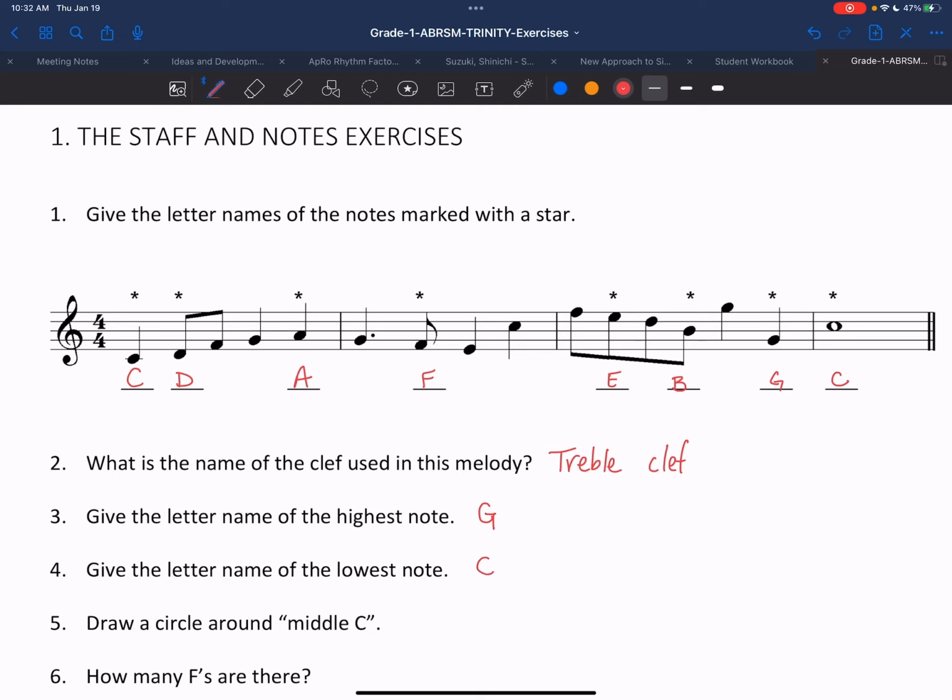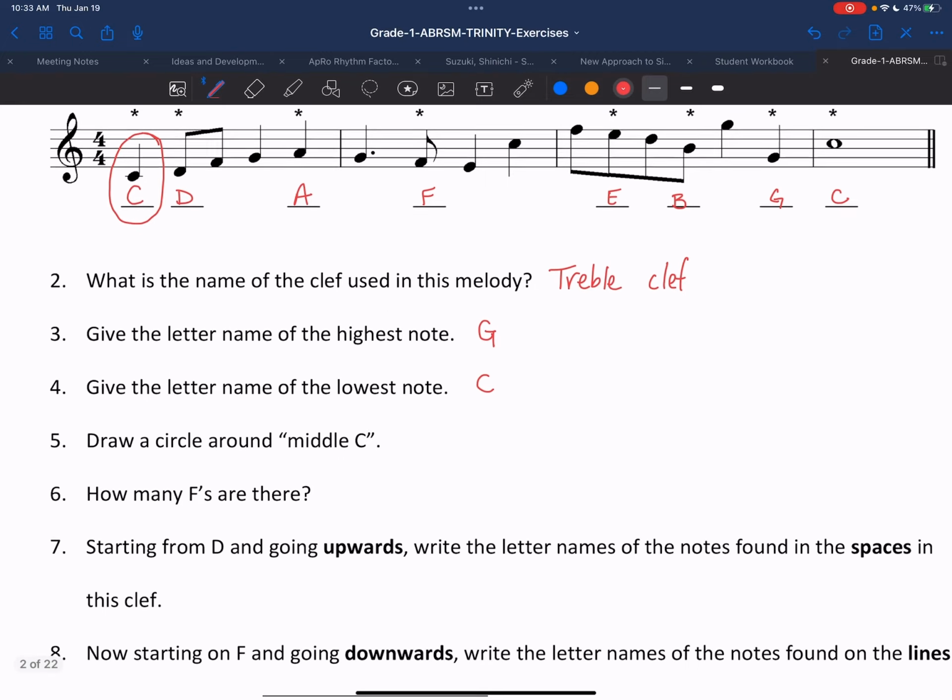Next it says draw a circle around middle C. If you remember back to the reading, it says that middle C is just below the staff. So that's our very first note that we just had. So we draw a circle around middle C.